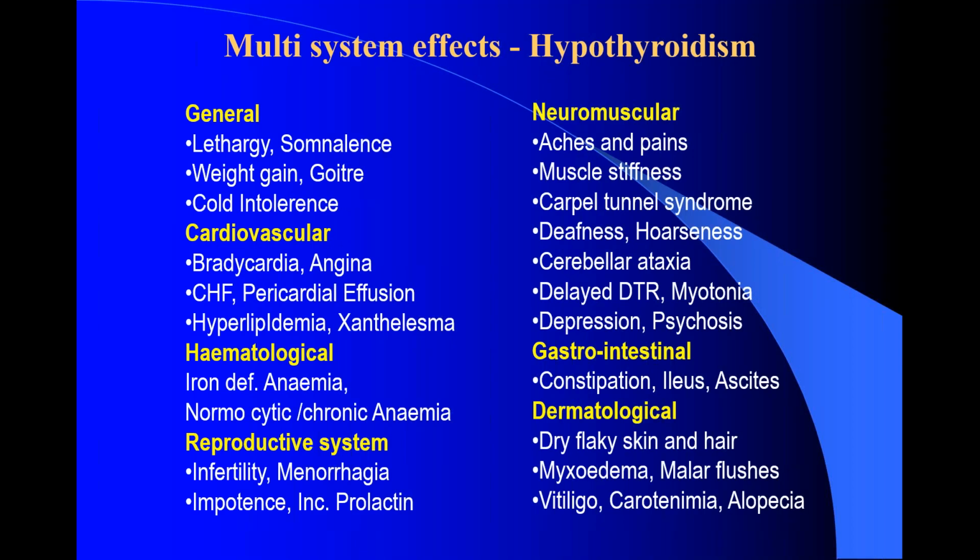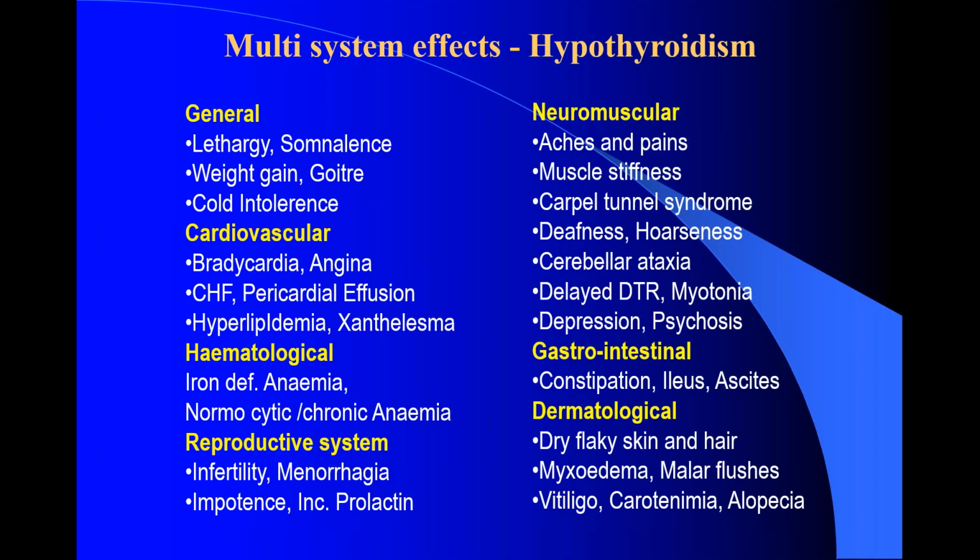Now, as I have told you, thyroid is one gland. The hormone is released from there, circulates in blood and goes to multiple organs. In fact, blood goes to every organ, so theoretically it has an effect on each and every organ. To name a few, there are general complaints like lethargy, somnolence, increased sleep, weight gain, and an enlarged goiter. Patient can have cold intolerance. In cardiac symptoms, patient can have bradycardia.